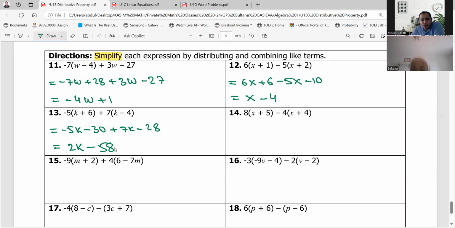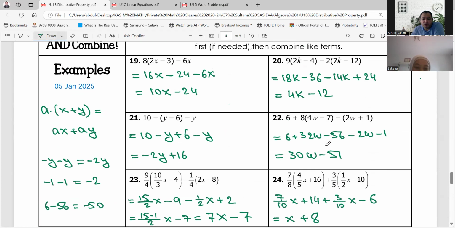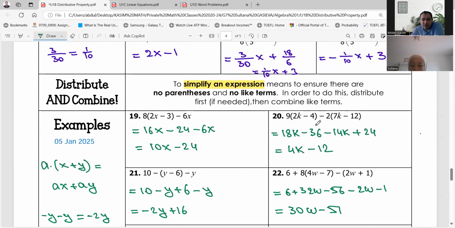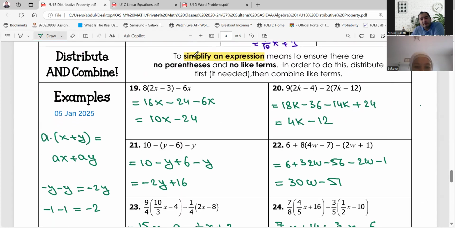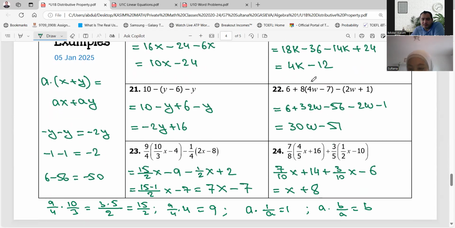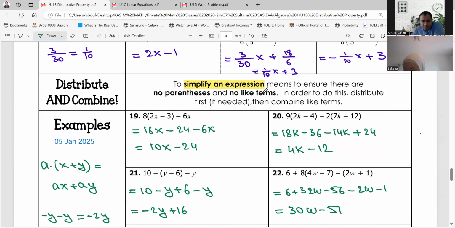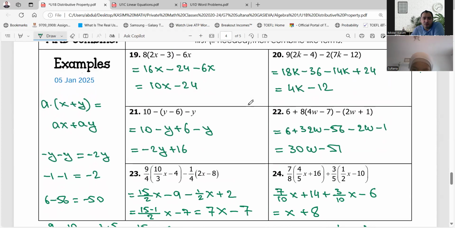And that's why I told you to read it first. You should know what we are doing here. What did you read here? Can you read again? To simplify an expression means to ensure that there are no parentheses and no like terms.